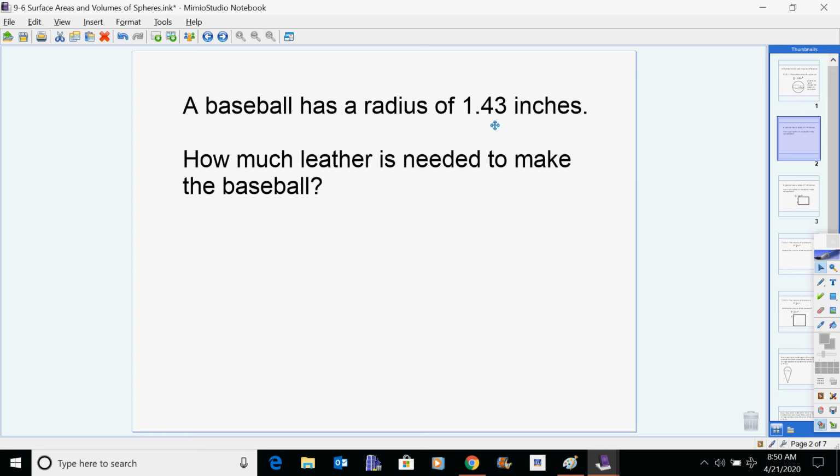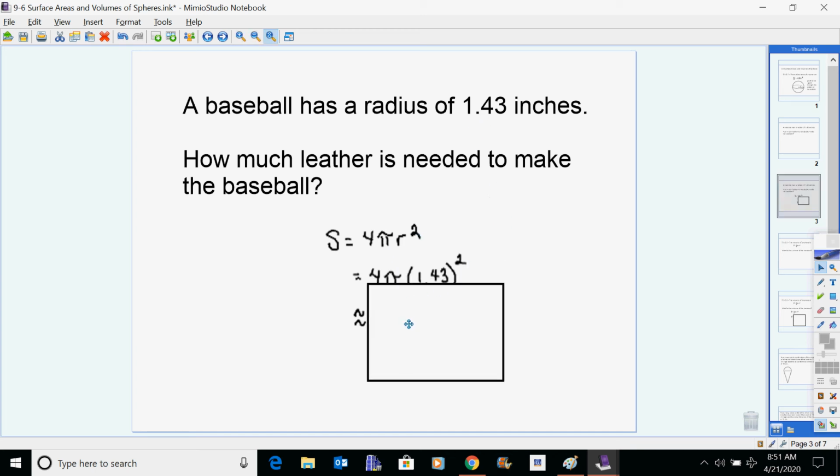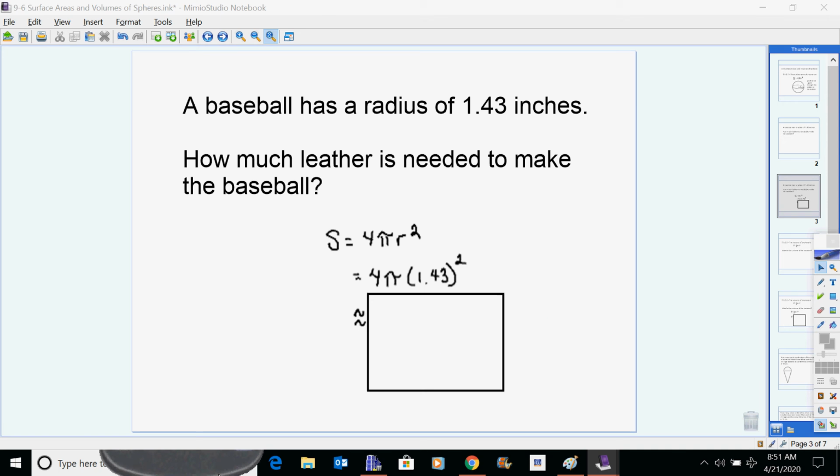Okay, let's go to that baseball question. The baseball has a radius of 1.43 inches. How much leather is needed to make the baseball? In other words, to cover the outside of the baseball. You have that center core, but you need to make the leather on the outside, so you need to know how much would be needed. We'll use our surface area formula, 4 pi r squared. The radius from the center of the baseball out to the edge is 1.43 inches, so you would plug in your 1.43. You can use any calculator you want. I'm going to use this one.